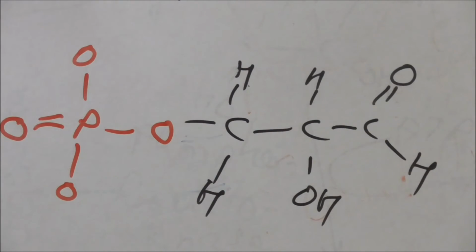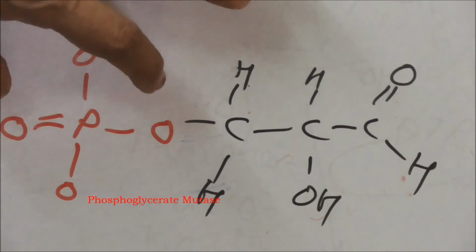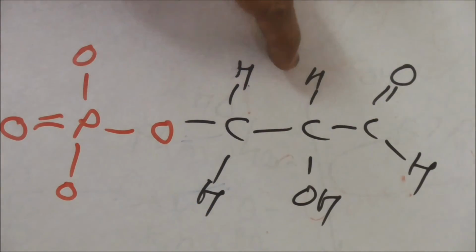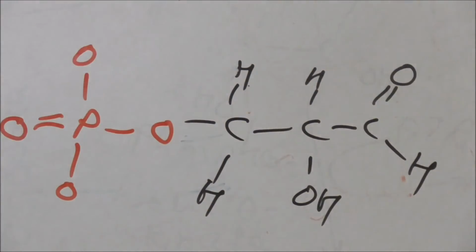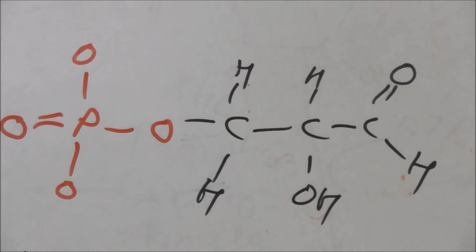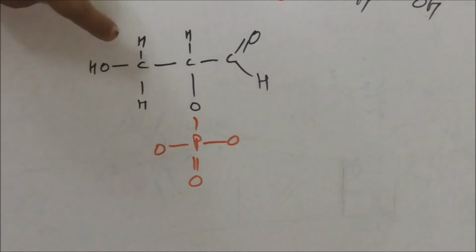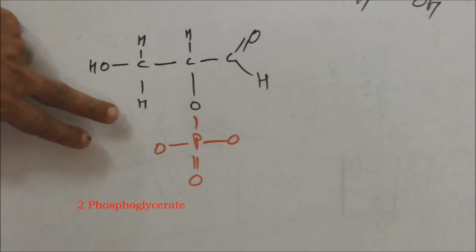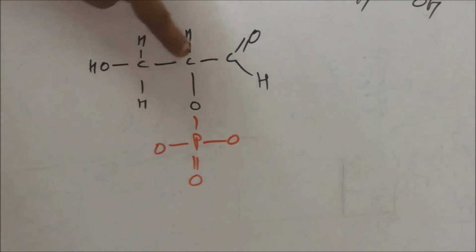This molecule is subjected to the action of phosphoglycerate mutase, wherein just the position of the phosphate group is shifted from the third carbon to the second carbon. Phosphoglycerate mutase is the enzyme. And now it becomes 2-phosphoglycerate. That is, the position of the phosphate group is shifted from the third carbon to the second carbon. It was here earlier, now shifted to the second carbon. This becomes 2-phosphoglycerate or 2-phosphoglyceric acid.